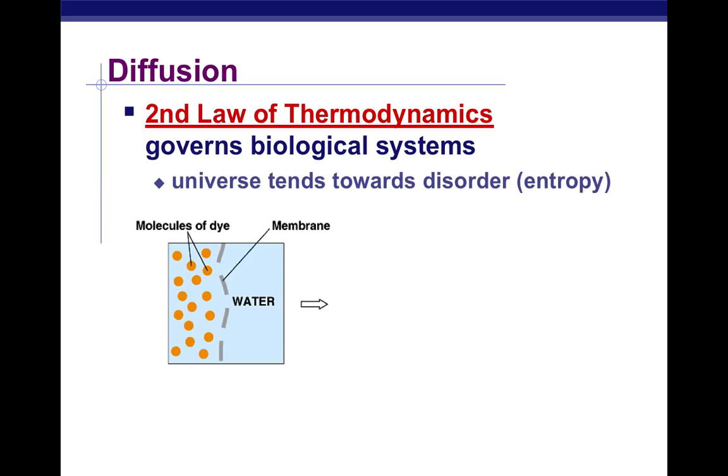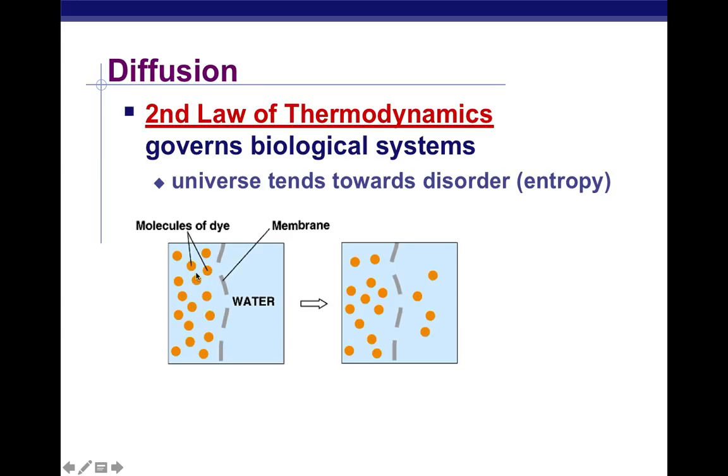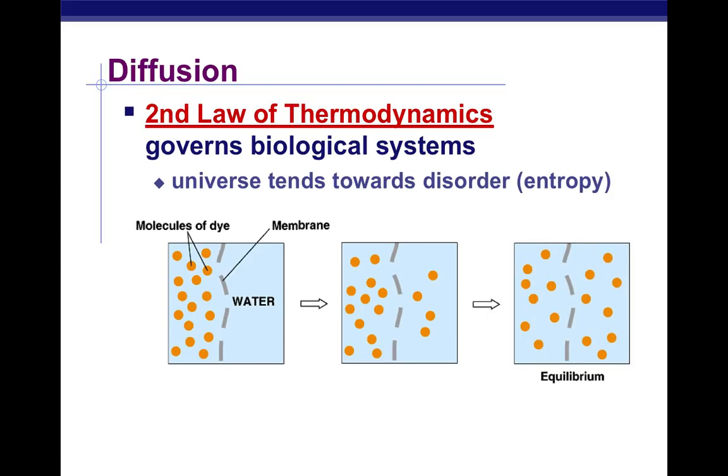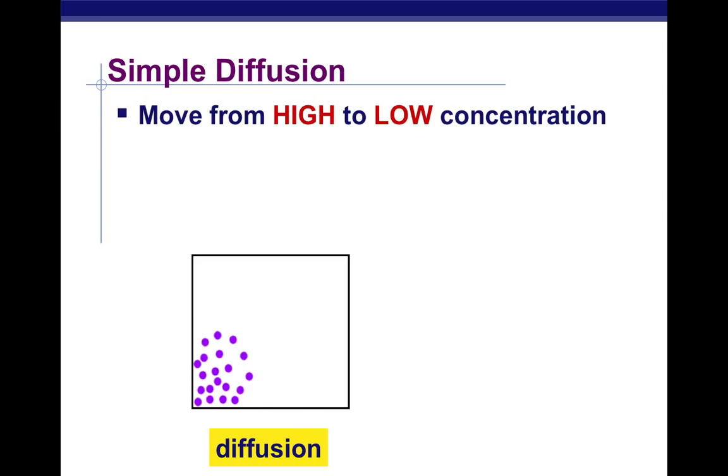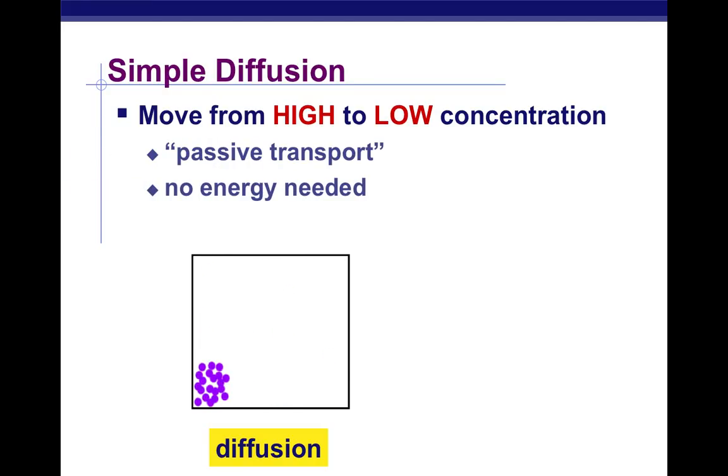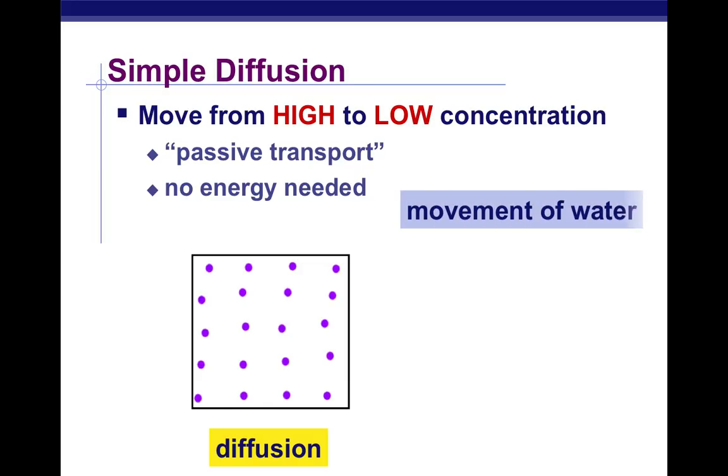When we look at diffusion, we're looking at molecules moving from an ordered space to an unordered space. So this is our second law of thermodynamics. And in this picture, you can see our molecules of dye going from a high concentration across to a low concentration. And we're going to do that until we hit equilibrium. And remember, that's the goal of any system. So anytime we talk about diffusion, we're going from high to low. Simple diffusion is high to low. It's a form of passive transport. And anytime we go from high to low, we do not need any energy, okay?